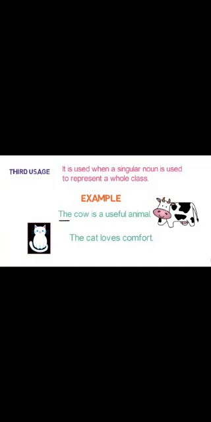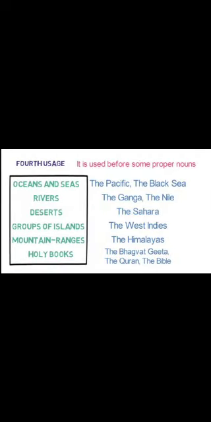Okay, children. Now the fourth usage of the, it is used before some proper nouns. Okay, particularly before ocean, sea, river, desert, group of islands, mountain ranges, holy books. Okay, here the examples: the Pacific, the Black Sea, the Ganga, the Nile, the Sahara, the West Indies, the Himalaya, the Bhagavad Gita, the Quran, the Bible.